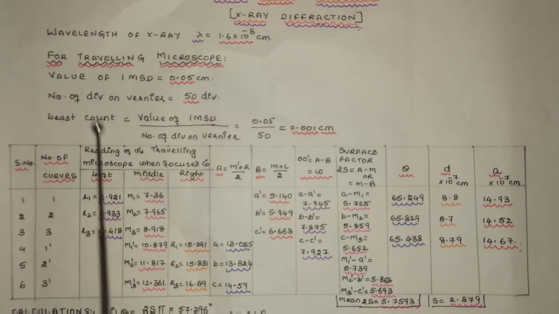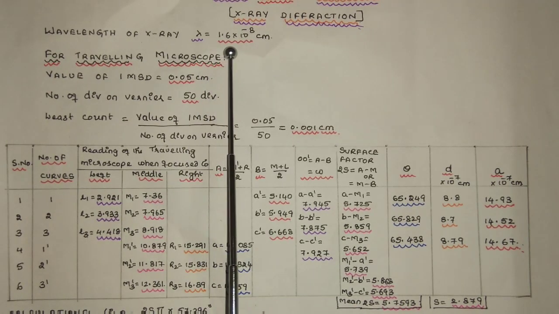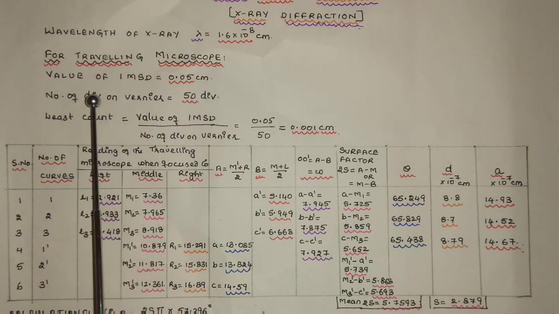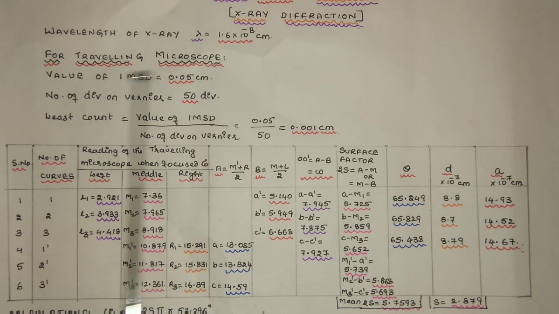Now the wavelength of X-ray is given by 1.6 into 10 raised to minus 8 centimeter, and for the traveling microscope, the value of one main scale division is 0.05 centimeter, the number of divisions on the vernier is 50, and the least count is 0.001 centimeter.